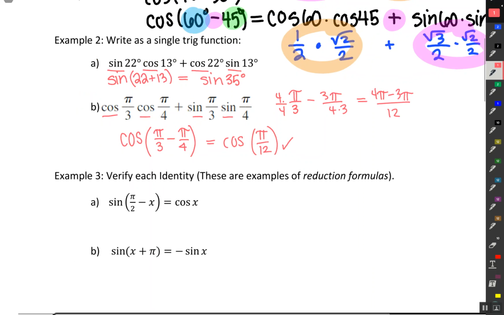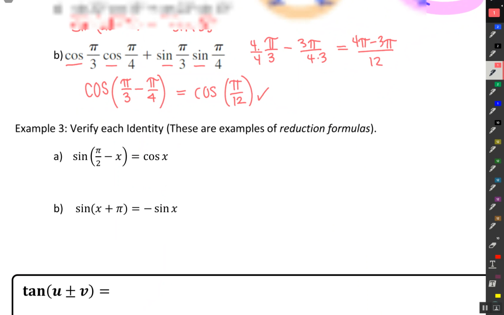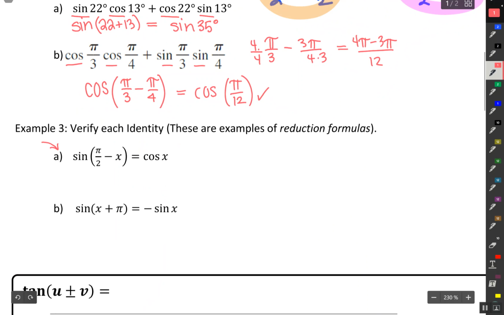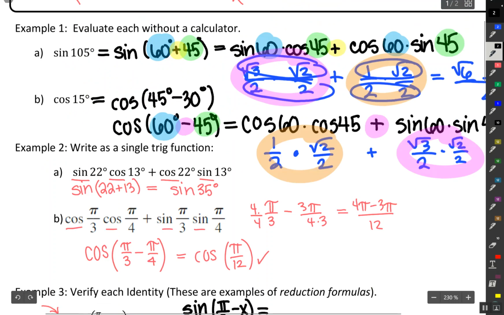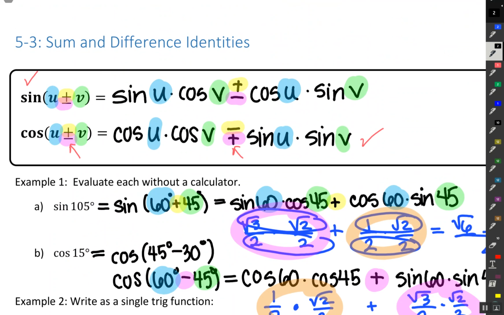All right, another way that we can use these formulas is by looking at or verifying identities. So the first one we have here is a cofunction identity, which we already know why that's true. We've talked about that one. But now we're going to verify it with the sum and difference rules. Okay. So let's see. We've got the sine of pi over 2 minus x. So we're going to start with that side. Okay, and we are going to do this top formula. So sine, cosine, cosine, sine.